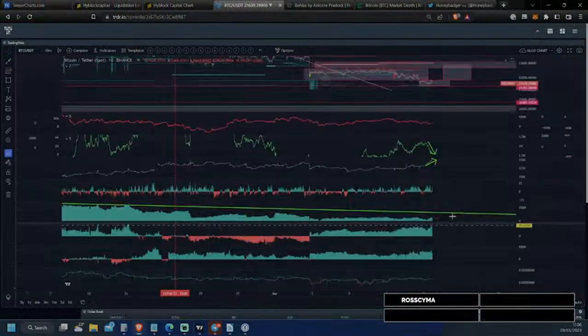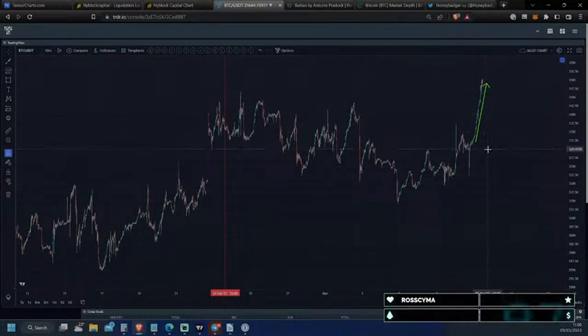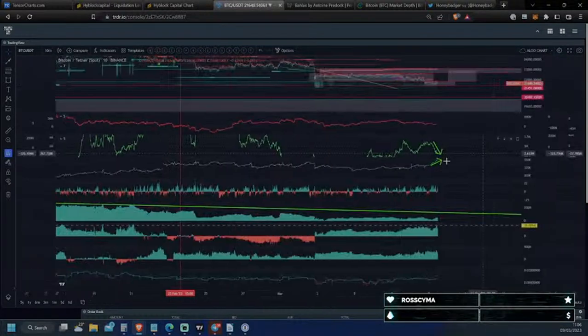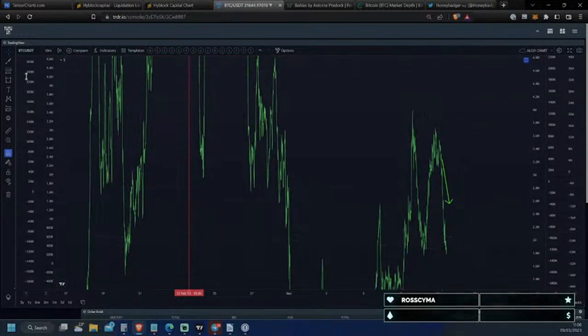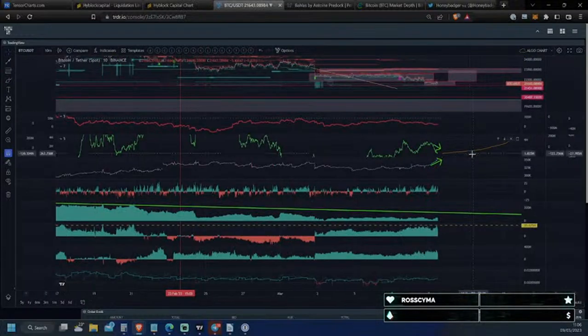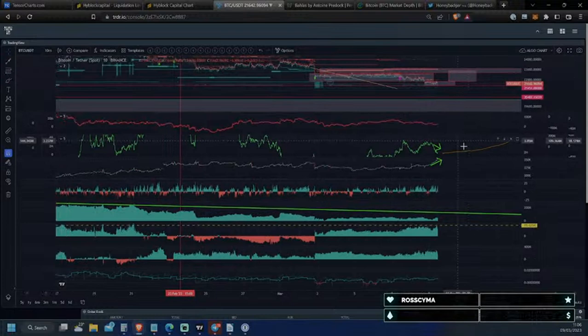So if we were to get up to here, basically what we want to see is a flush of this open interest. That's the first thing we want to see, and then we want to see the fish starting to buy again. So this would start coming back up, showing that the FOMO is back. And we'll probably also see distribution on spot, so we'll continue to see this going down.